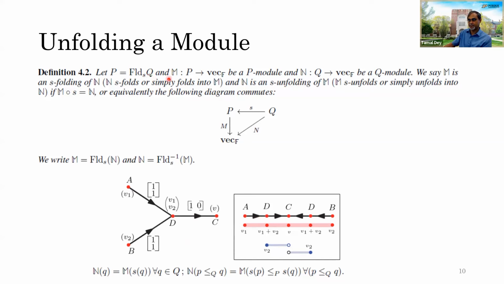So here is a complete definition, and the unfolding of a module, the definition is exactly this. I'm unfolding first the poset, and corresponding to the poset unfolding, I'm unfolding also the module. You can think of it as a pullback from the module here to this poset here.